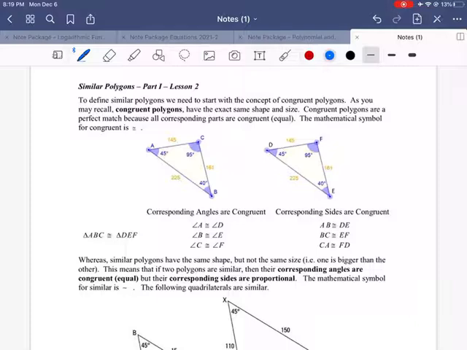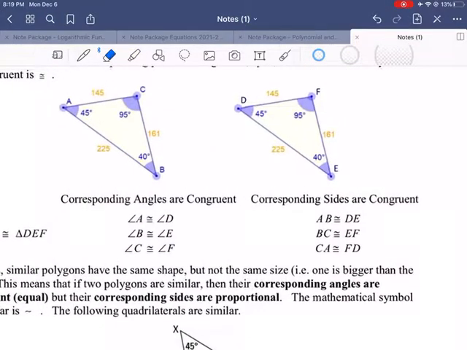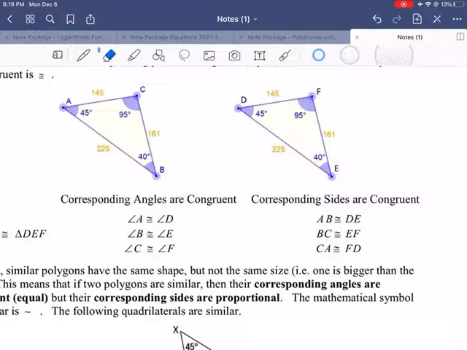From previous grades, you would have talked about congruent polygons, which have the exact same size and shape. Congruent polygons are a perfect match because all the angles are the same, and all the corresponding sides are the same. And when we talk about corresponding sides and corresponding angles, let's take a look at this example here. You have to be careful that you're talking about the same angles.